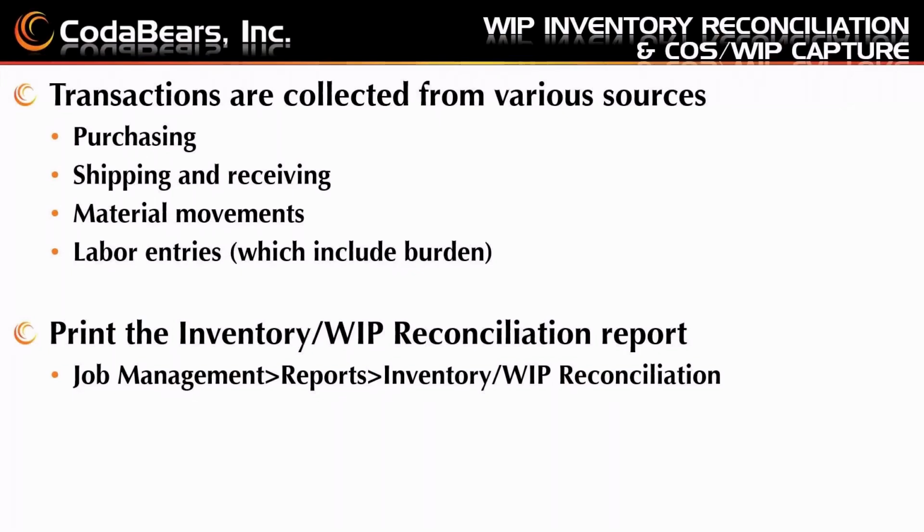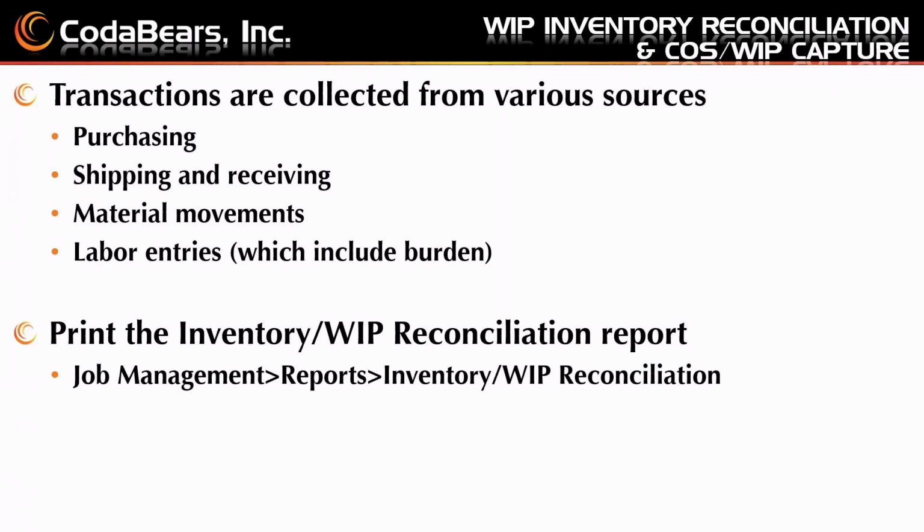In the system, transactions are collected from various sources. So we collect them from purchasing, from shipping and receiving, from material movements, and then we also collect labor entries, which of course include our burden entries. For accounting, these are especially troublesome because we need to find out where they're coming from and how they are posted to our general ledger.